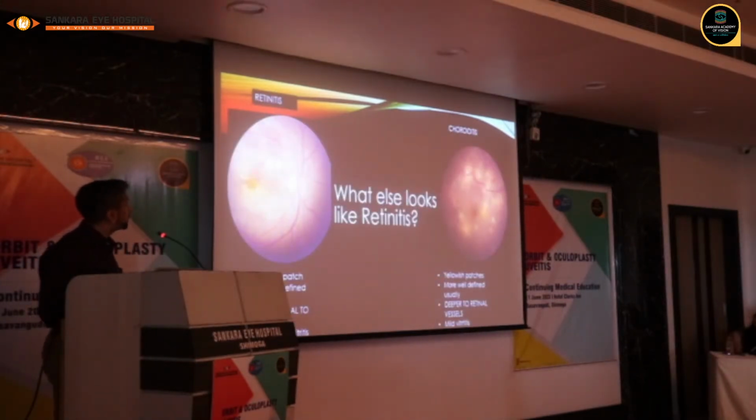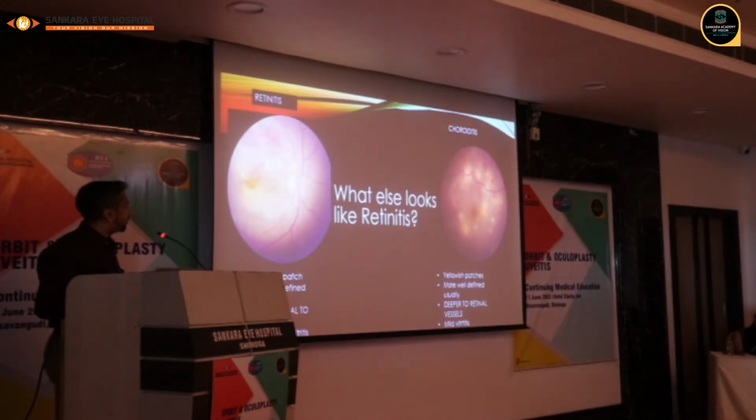So how to differentiate between retinitis and choroiditis in your clinic? Retinitis is most often whitish. It is at the level of the retina, so you can see that it obscures the retinal vessels here. And it generally has very poorly defined borders.